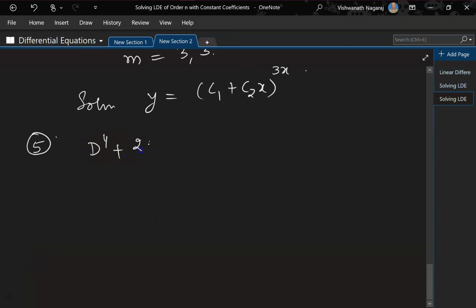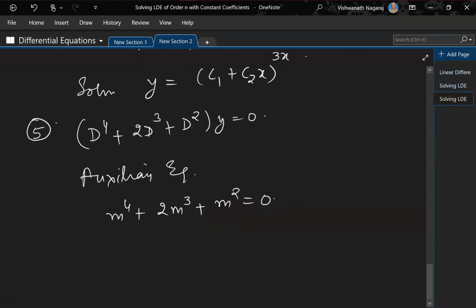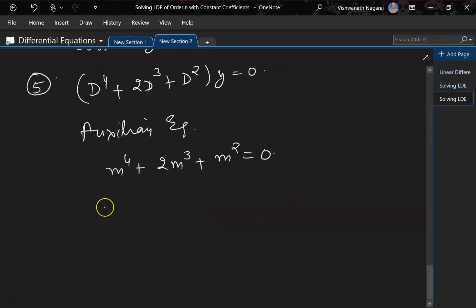Now fifth one, D4 plus 2D cube plus D square y is equal to 0. Again, the auxiliary equation would be m4 plus 2m cube plus m square is equal to 0. Now let's take common out.